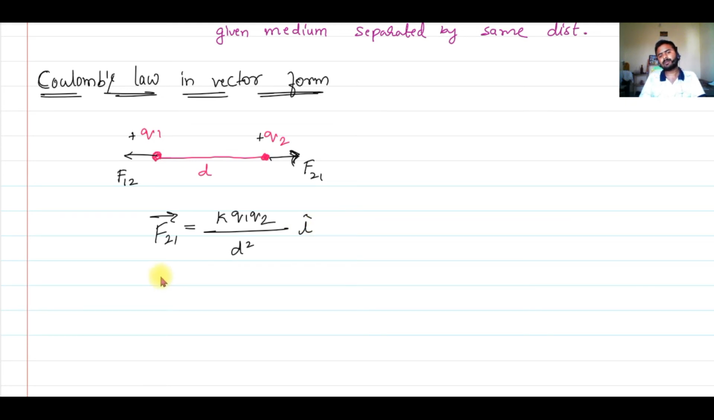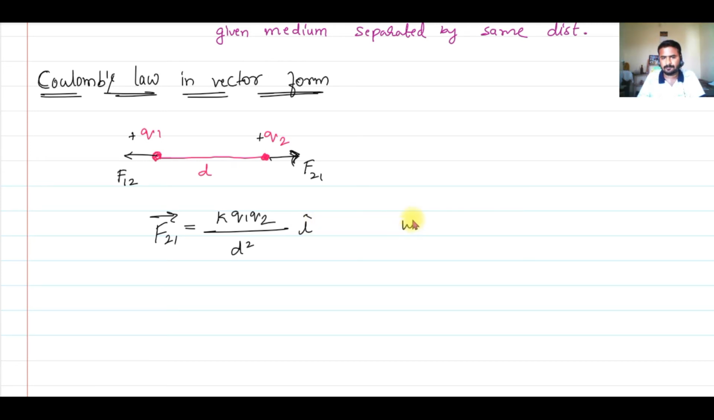Now what is this I cap? I cap is the unit vector indicating which direction? Right direction. I should mention that. Instead of I cap you can write d cap also. Okay, and then you should say what the d cap is. So here I'll write it as I cap.